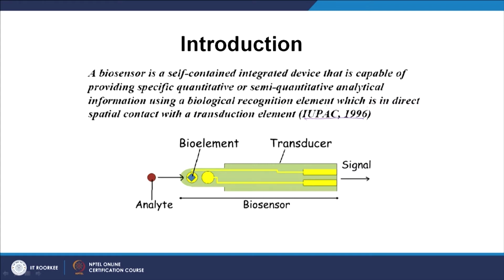Alrighty, let's break this definition down. Basically, a biosensor is a self-contained integrated device. It is self-contained, it is complete in itself. We do not need to attach it to some other instrument. It is integrated device. So, all different parts of any sensor, which is a receptor, a transducer and a signal receiver, all of them are integrated in one device. It is capable of providing specific. This is a very important word. Now, the word specific here says that we have some target compounds that we are interested in.